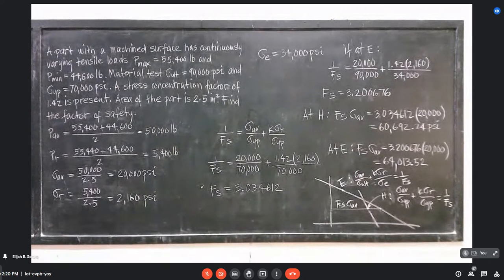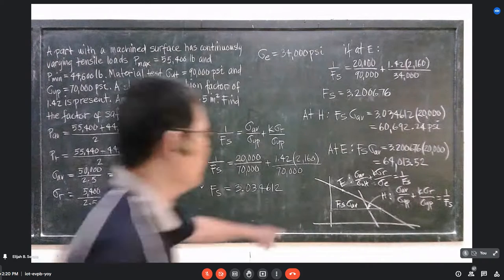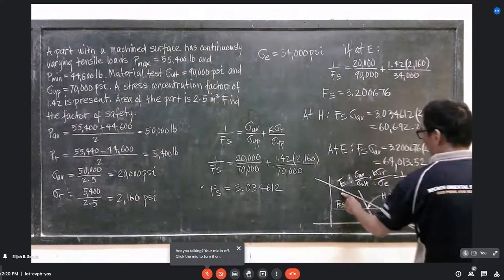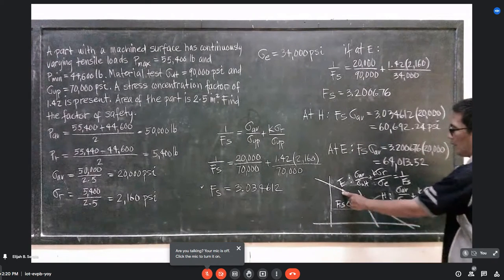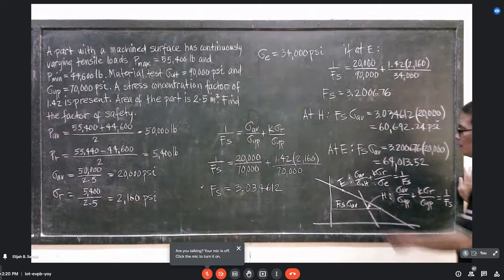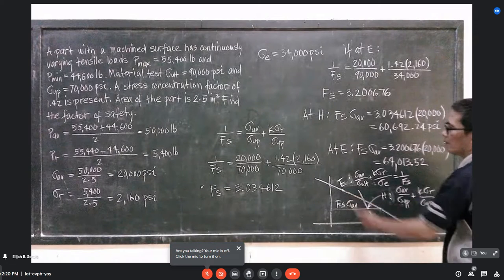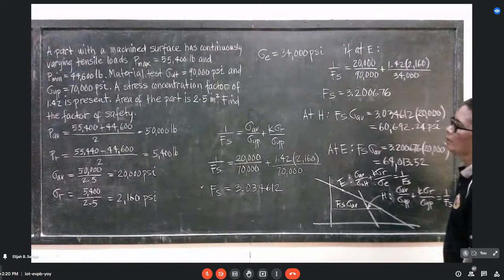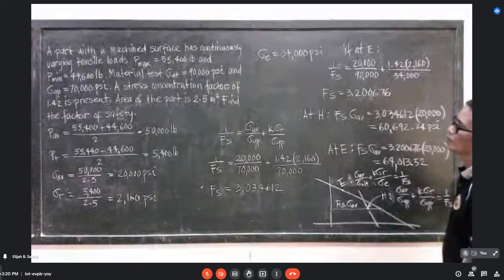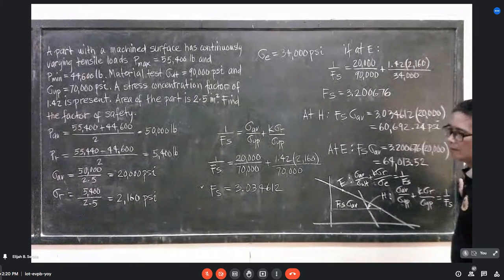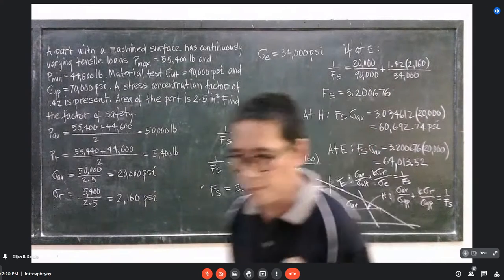Another way, just for your exercise. Our first problem was at E, right? Assume that this is safe. The yield point, the kilogram cancels. Kilojoule per second.